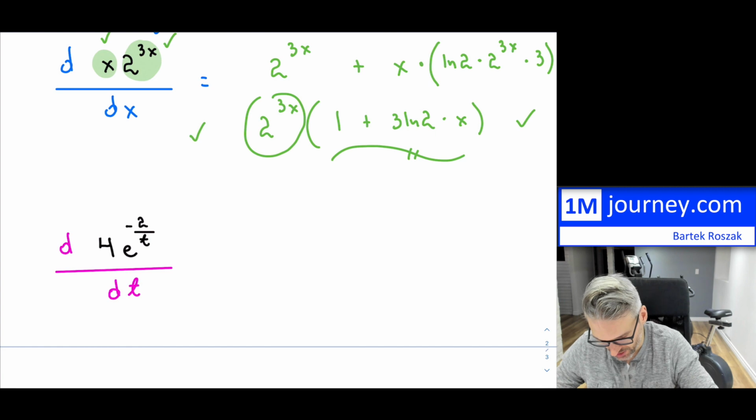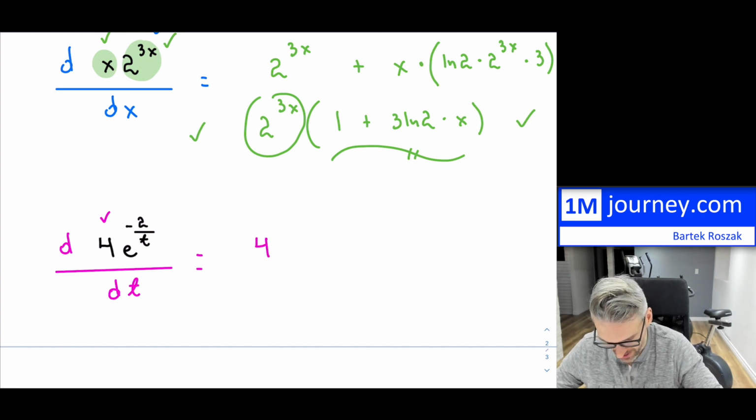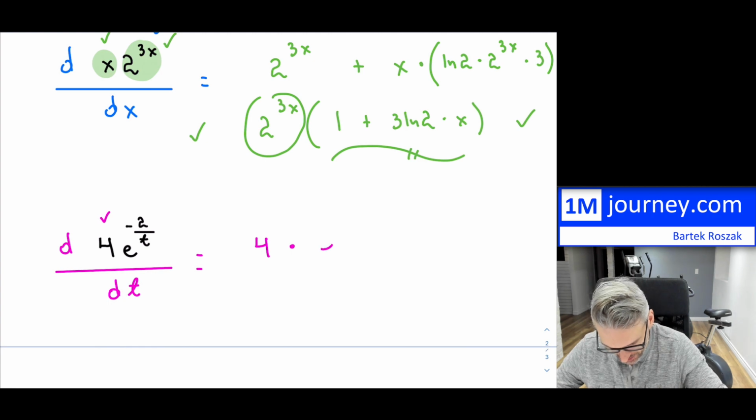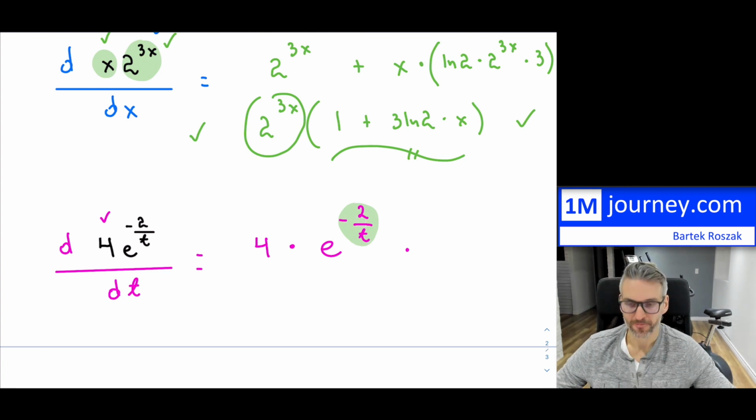This one's going to be actually a little bit easier to do. I have a constant right in front, so nothing happens. That constant just remains there. It's going to get multiplied by the derivative of e to the negative 2 over t, which is just the actual function itself. But now I need to use the chain rule for this right here, because I have negative 2 over t. So I need to find out what the derivative is of that.